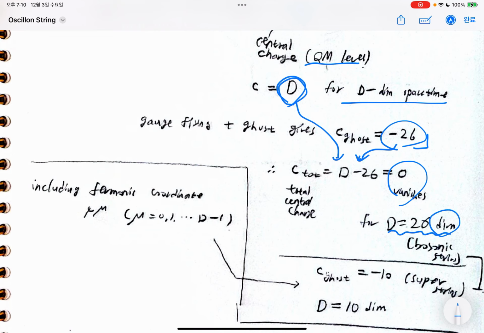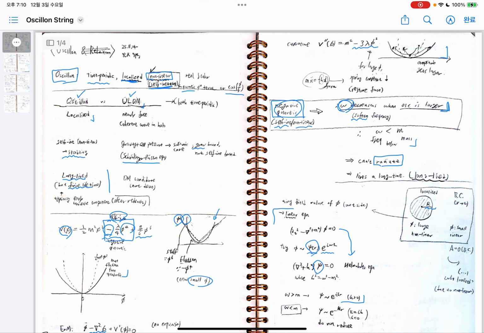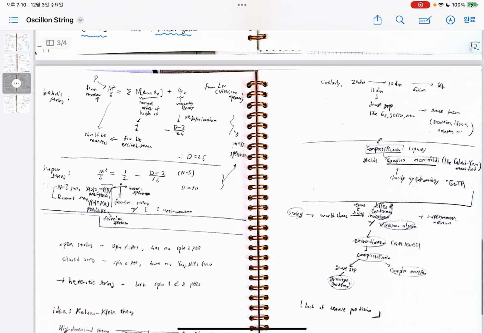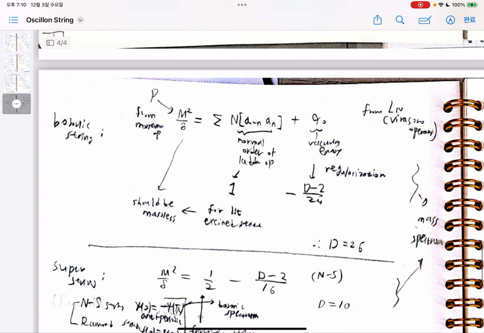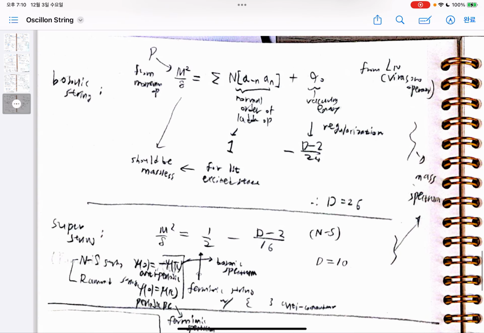It demands that we compactify the extra dimensions. But in the superstring case, including the fermion partner, the ghost contribution to the central charge becomes minus 10. And this makes the superstring theory demand 10 dimensions. And we can obtain another approach for such extra dimensions.